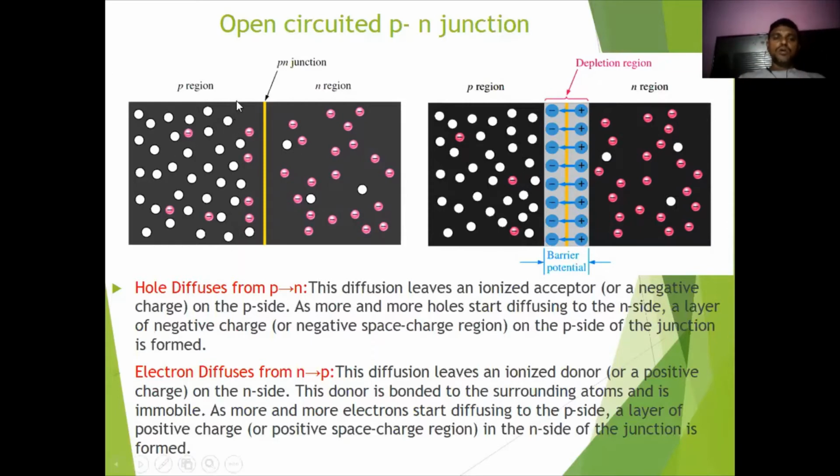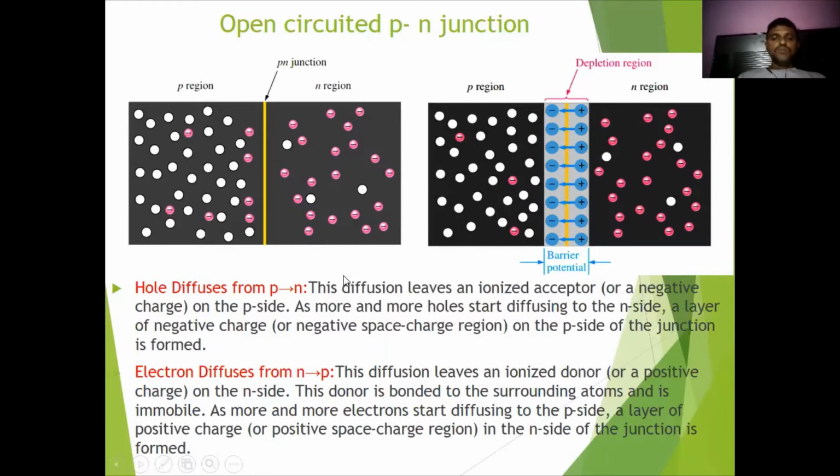Therefore all the holes at higher concentration move into the N region, but they leave behind the negative acceptor ions here. Similarly in the N type region, the electrons move and cross the junction, but the positive ions present nearer to the junction remain. So minus is the acceptor ions in the P region, and plus is the donor ions in the N region. That is what we have to observe clearly. This is very, very important.